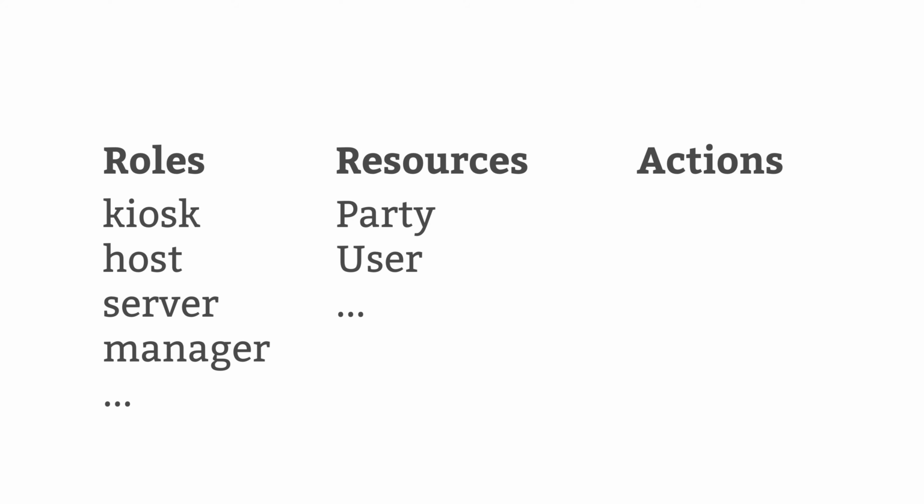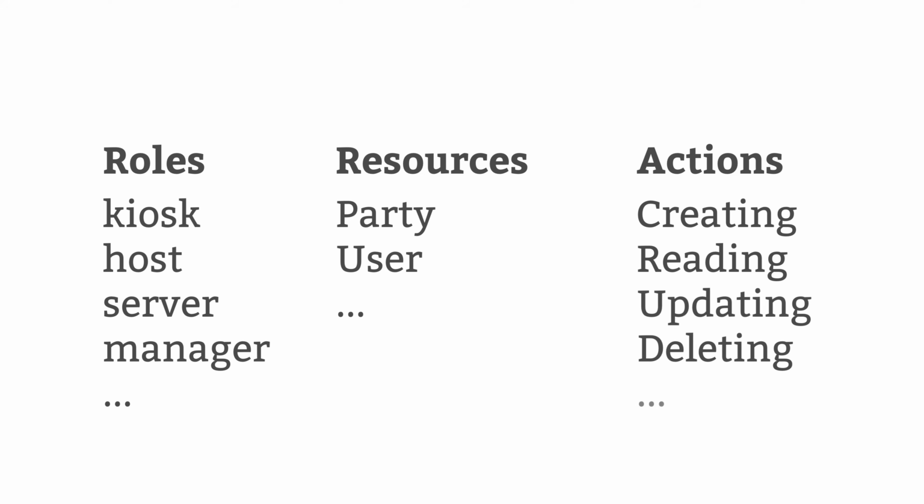And when I say actions, I'm talking about the things that can be done to resources, like maybe CRUD operations, creating, reading, updating, and deleting resources. Okay, so what should the authorization API look like for creating access control rules?